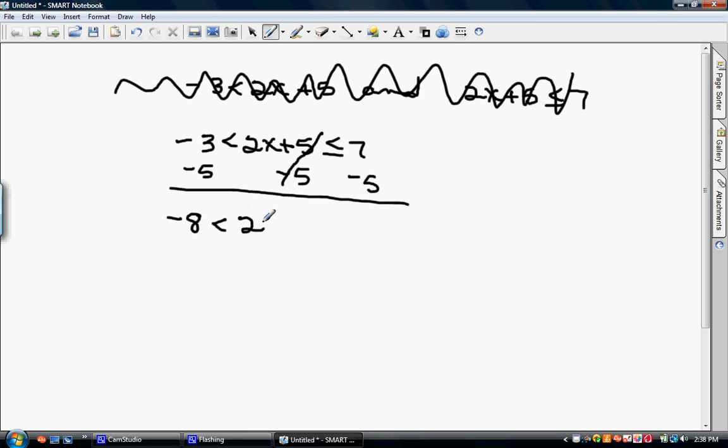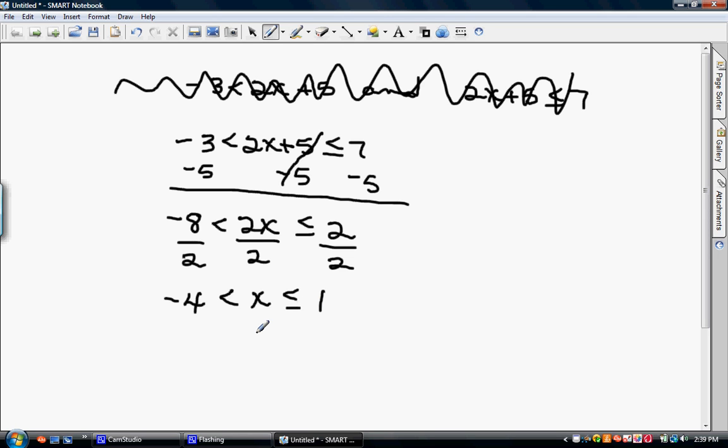Now remember that if this part had not been on your inequality, and it had just been this first part, we would have divided by 2. We still divide by 2, only we divide by 2 in 3 different places. If you had divided by negative 2, you would still switch the direction of the inequality. In this case, we don't have to do that. So we have negative 4 is less than x is less than or equal to 1.